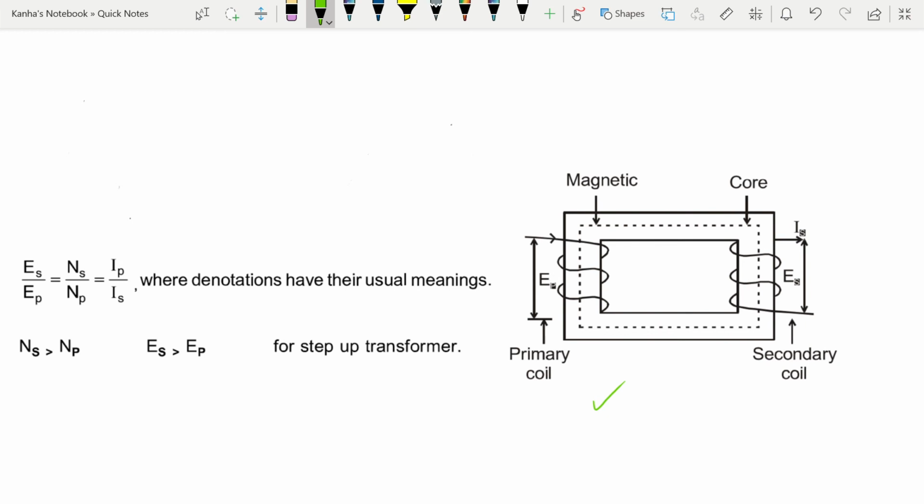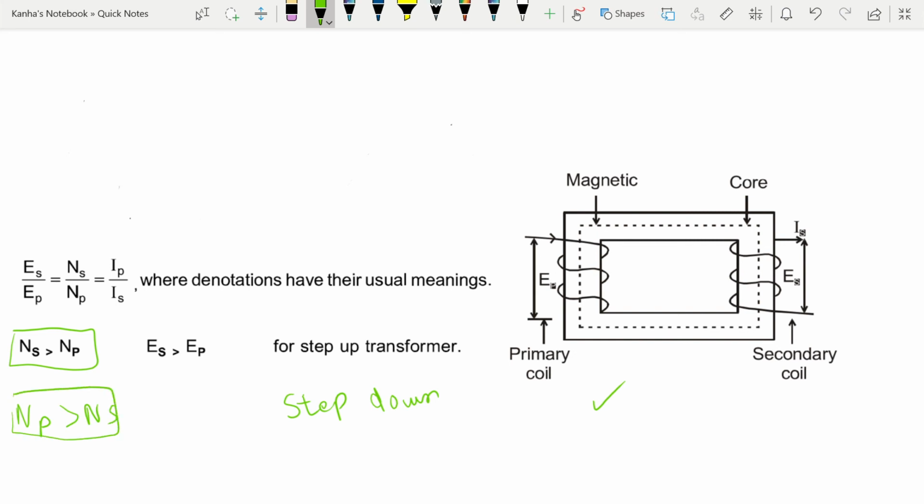Now you have two types of transformers. One is the step up transformer and one is the step down transformer. For the step up transformer, the number of turns in the secondary coil is greater than the number of turns in the primary coil. And for a step down transformer, I have the number of turns in the primary coil greater than the number of turns in the secondary coil.